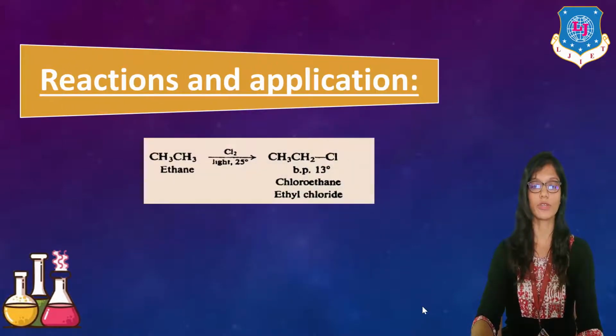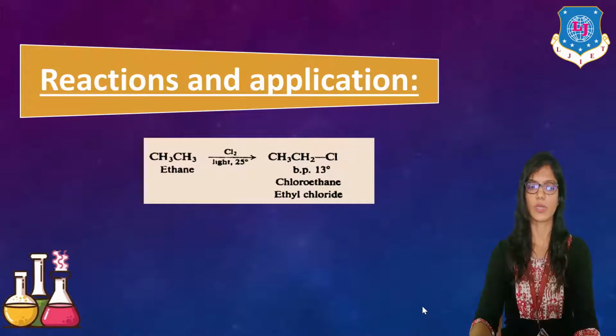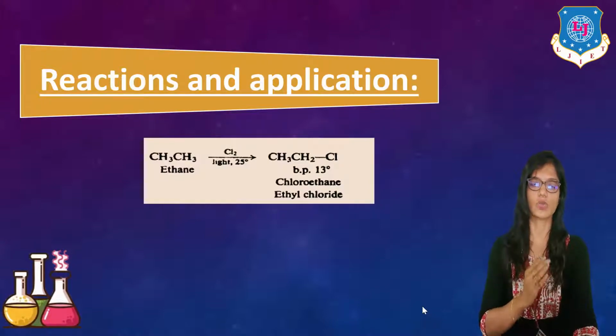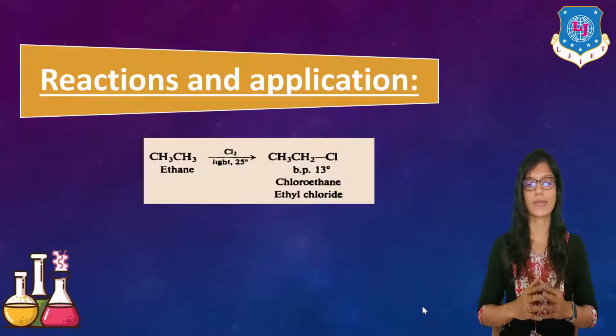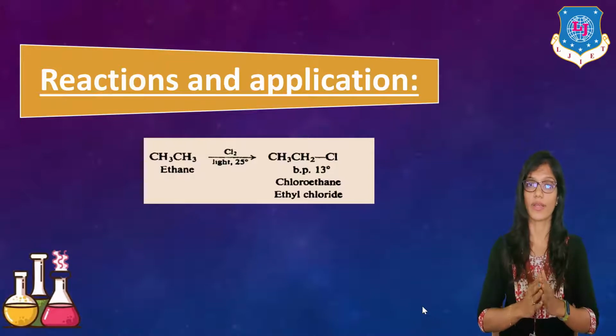Now let's talk about the reactions and different applications. So the first one, as you can see, we have our substrate, which is CH3CH3, ethane. Ethane reacts with Cl2 in the presence of light at 25 degrees Celsius. It will give rise to chloroethane, or ethyl chloride.